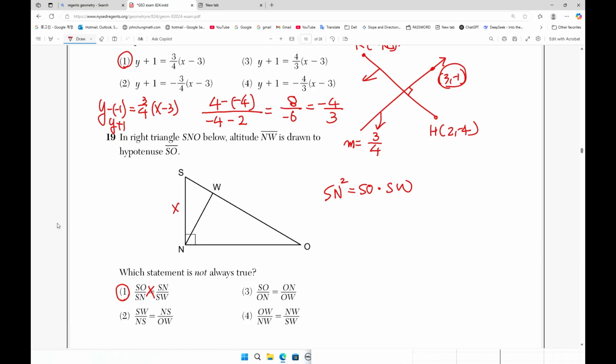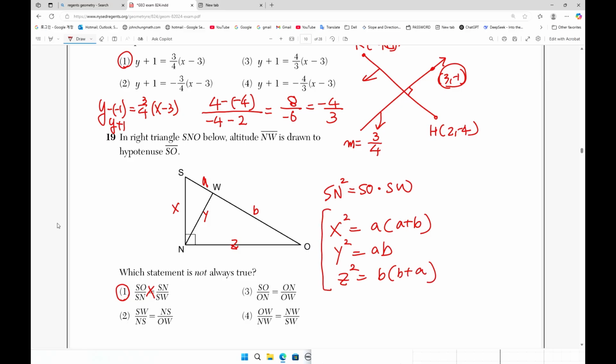If this is x, this side is y, this is z, this side is a, this side is b. So x squared is always a times a plus b. This is the mean proportion, right? y squared is a times b. z squared is what? b times b plus a, or a plus b, okay? Remember this one. Just one more. The area of this one is x times z over 2. Another way, a plus b is the base, and the height is y, over 2, right? So these three are called the mean proportion, okay?